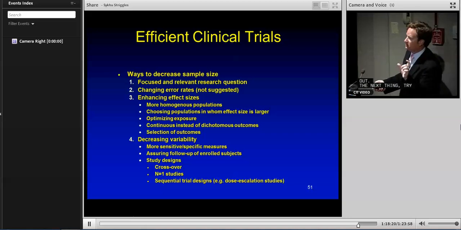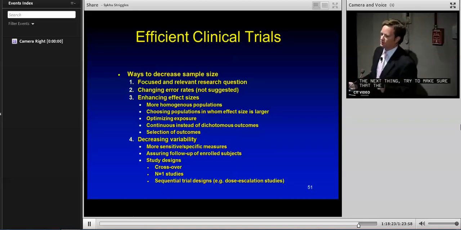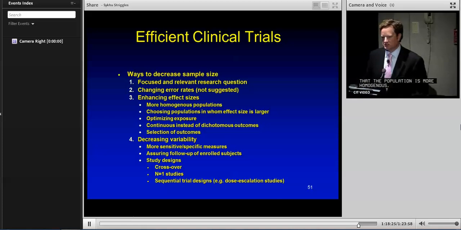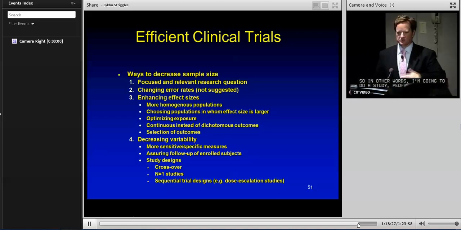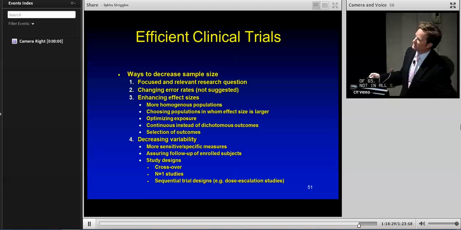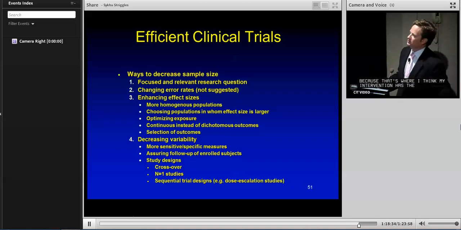So the next thing you can try to do is make sure that the population is more homogeneous. In other words, I'm going to do a study in people only over the age of 65. I'm not going to do a study in all sorts of people, because that's where I think my intervention has its greatest effect. You can also choose a population in whom the effect size is larger, such as the example I just gave.